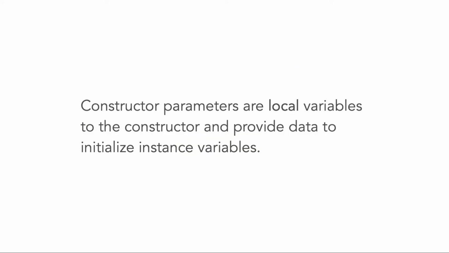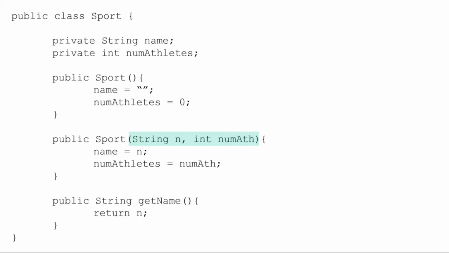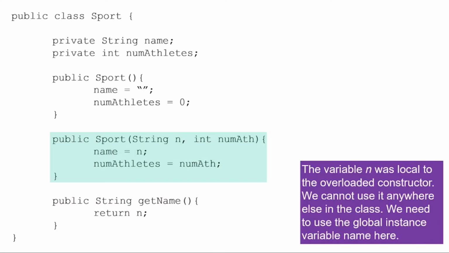Constructor parameters are local variables to the constructor and provide data to initialize instance variables. In this example, string n and integer number of athletes only exist within this constructor. With that in mind, do you see any problems in this code? We cannot use n in the method getName. The variable n was local to the overloaded constructor. We cannot use it anywhere else in the class. We need to use the global instance variable name here.